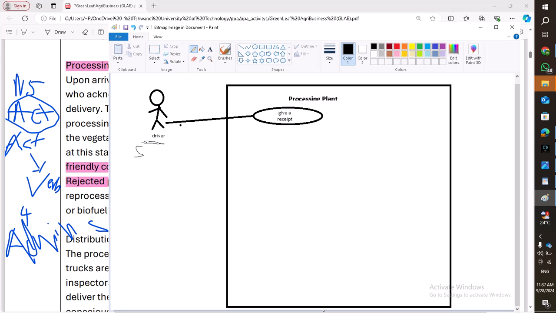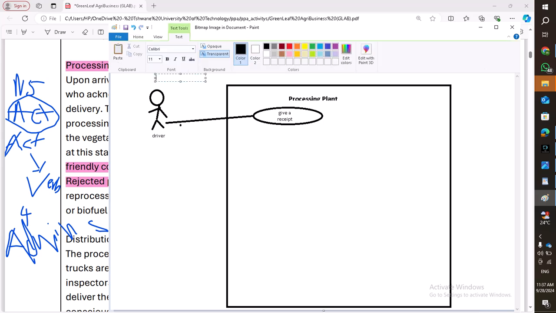What I mean is, this one will be my primary actor, which is the driver. Let me show you. Then it's going to be my primary actor, or active actor.